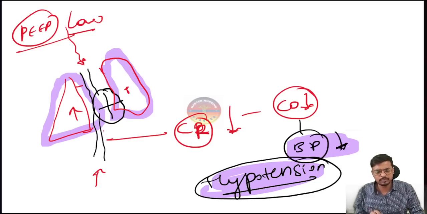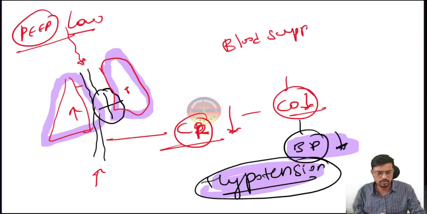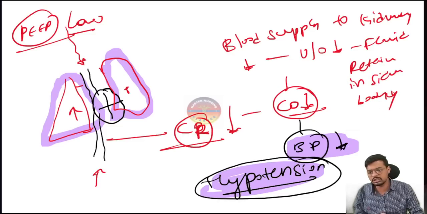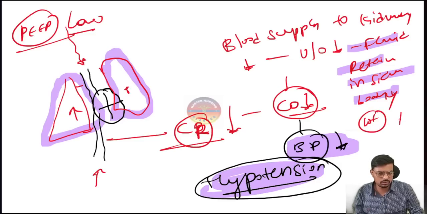As I told you, because of the pressure on the superior and inferior vena cava, the cardiac return decreases and the cardiac output decreases. Cardiac output decreasing means the blood supply to the kidney also decreases. The blood supply to the kidney decreasing means urine output also decreases, which means the fluid will be retained inside the body. As a complication of mechanical ventilation, weight gain happens. Because of the fluid retention, weight will increase.